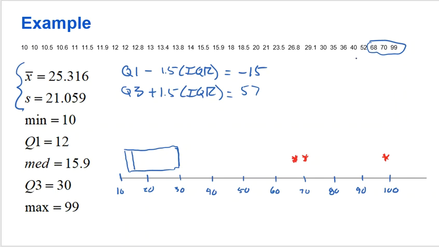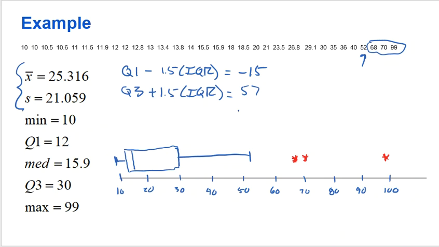Then your whisker is going to go to 52. A lot of people will put it at 57. No. Outliers, the fences, don't draw them. The next value that was not an outlier was 52. So that's where my whisker goes to. There were no lower outliers, so my bottom whisker is going to go to 10. So now I have this box plot.